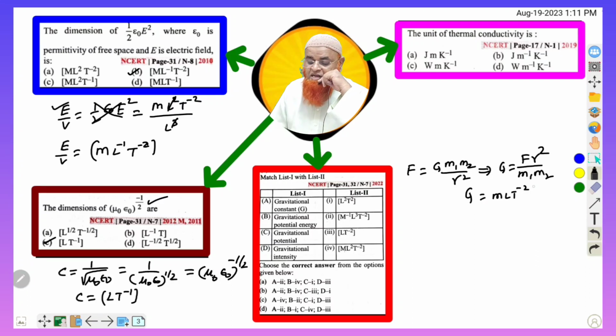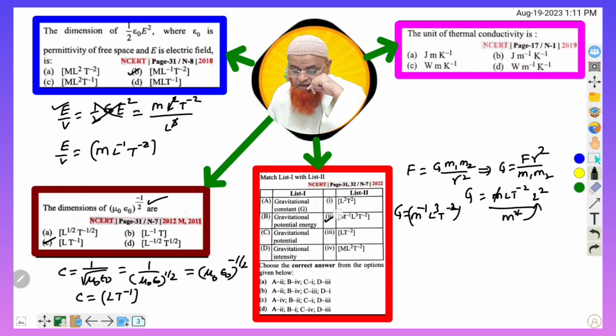Force means mass into acceleration, M L T power minus 2, and r square is nothing but length, radius means length, distance means length, so L square. And m1 m2 means you can take M square as the dimensional formula, so M square gets cancelled. So the dimensional formula for G is directly M power minus 1 L cube T power minus 2. So the dimensional formula for gravitational constant is 2.